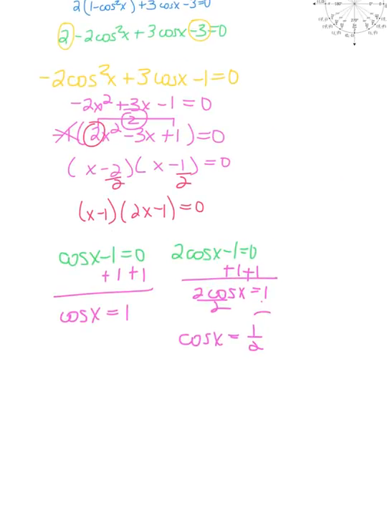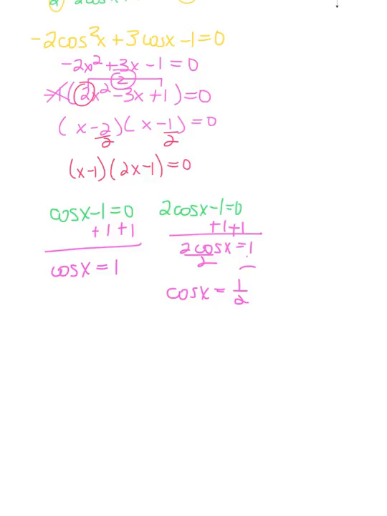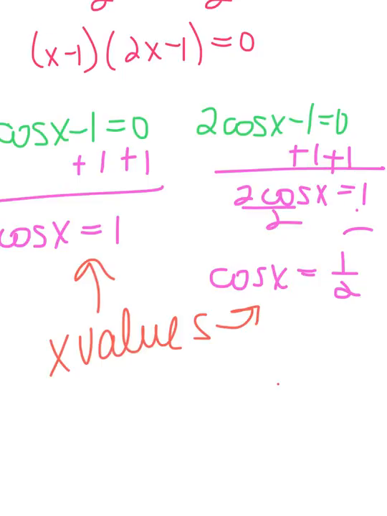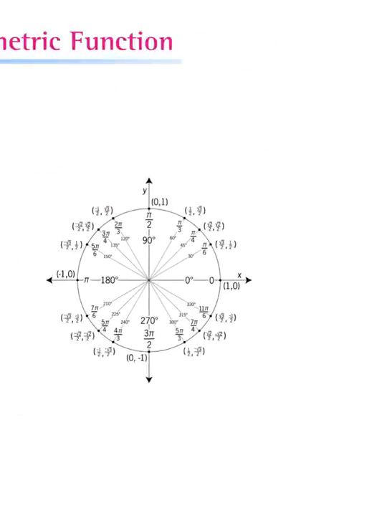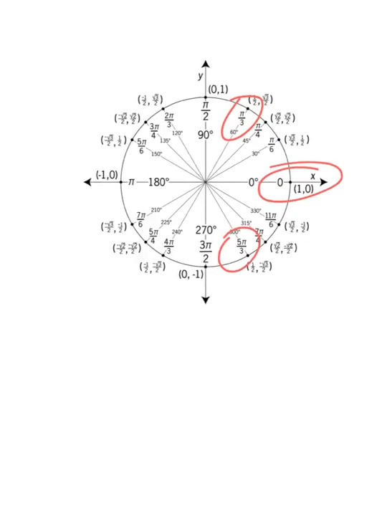Did they give me a specific interval? Nope, that means I'm going to have to add 2k pi at the end. But the only thing I look at right now on the unit circle is what values? I want x values. Why am I looking at x values? Because it's cosine. So go to your unit circle and tell me where all of the x values are 1 and 1/2. So where are my x's 1? That's 0. All right, where are my x values 1/2? Pi over 3? 5 pi over 3. So we have 3 answers.